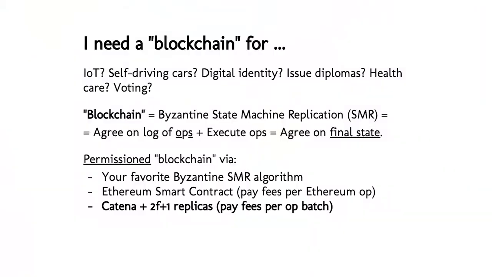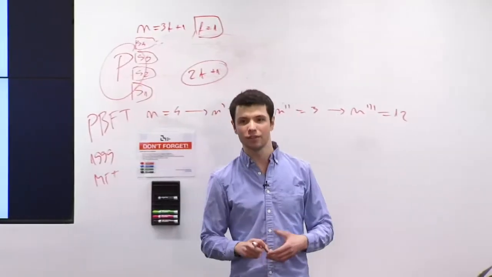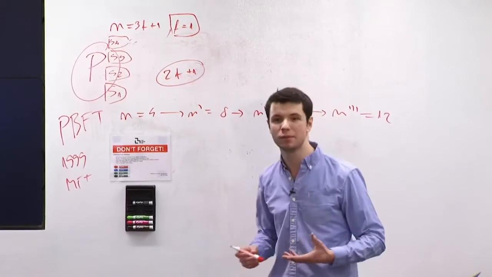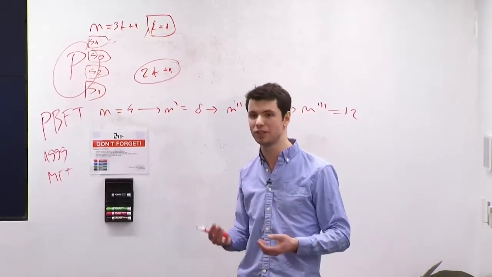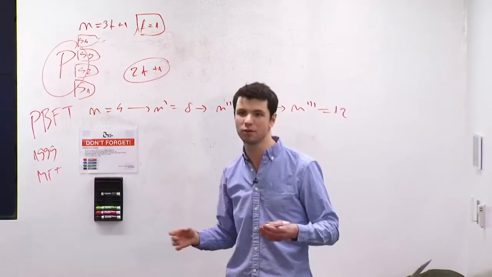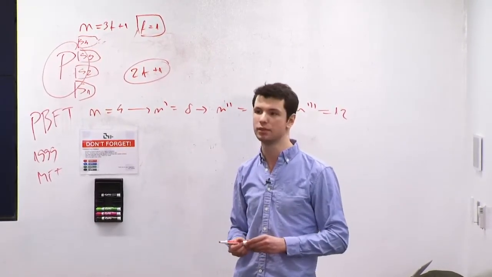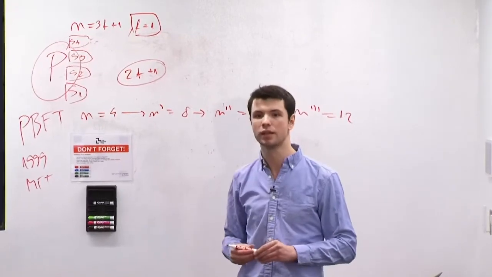So in fact, if you use Catena with 2f plus 1 replicas, I claim that you can get a permissioned blockchain that leverages the Bitcoin blockchain to do the agreement on the log of ops. So in that sense, it's a mix of permissioned and permissionless. We haven't studied this, so we don't know what properties it would have. So that's future work.